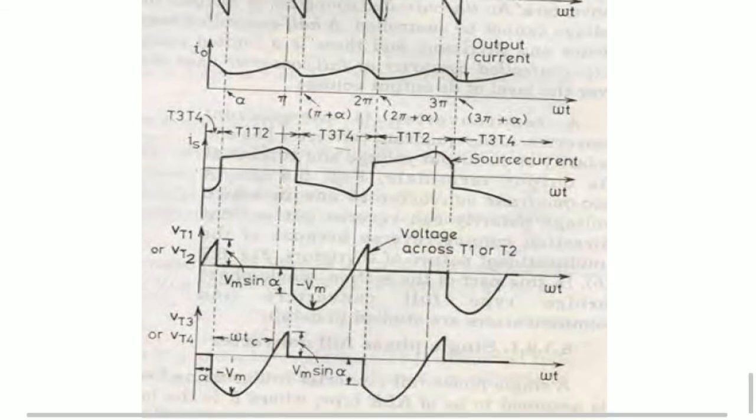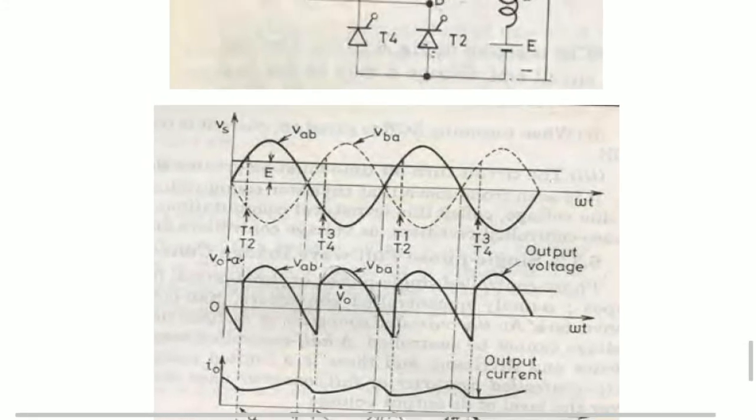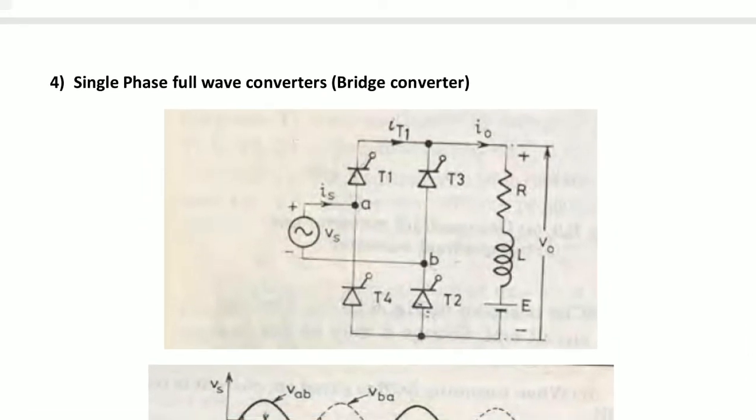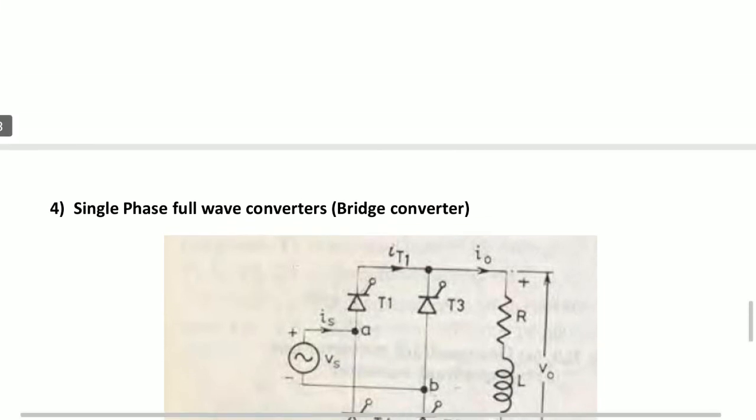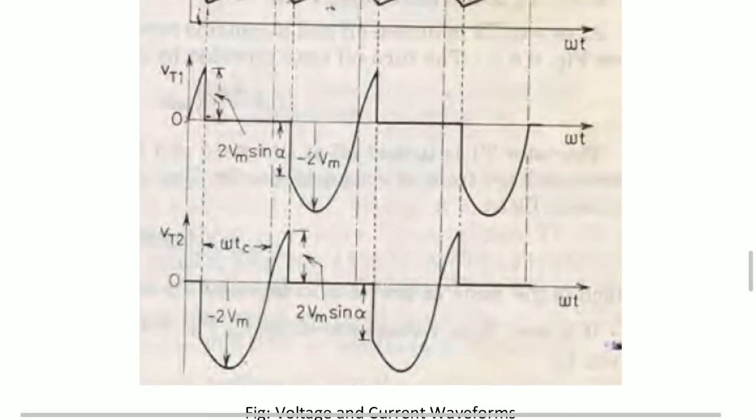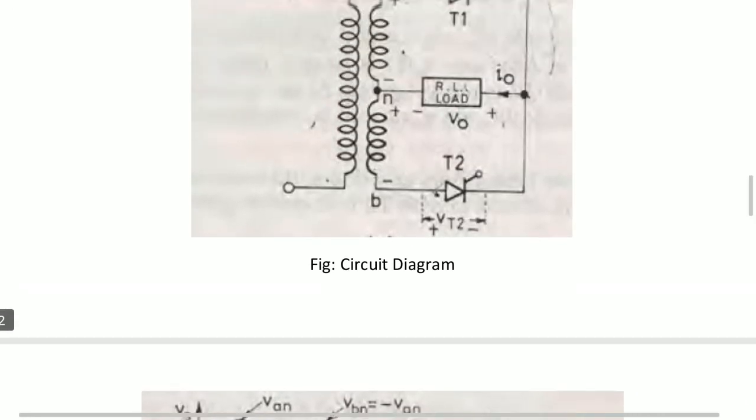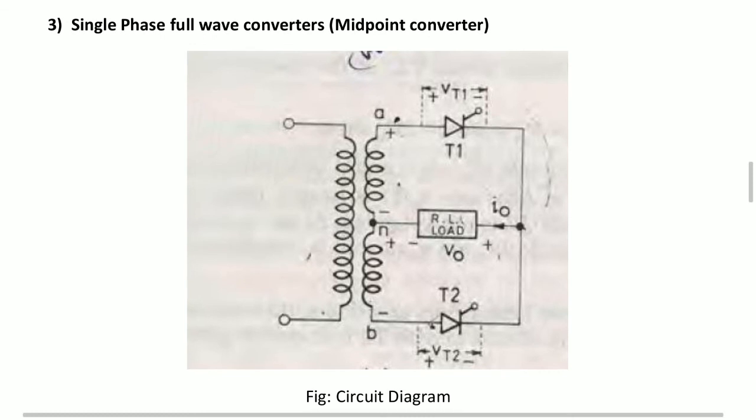So these are the 4 types of power converters. All these 4 have different circuit diagrams, and also different waveforms. The single phase full wave converters will give output voltage for both the positive half cycle and the negative half cycle. In the bridge converter a total of 4 SCRs are used. In the midpoint converter a total of 2 SCRs are used. This is the midpoint type full converter. It also gives output voltage for the positive and negative half cycle of the AC.